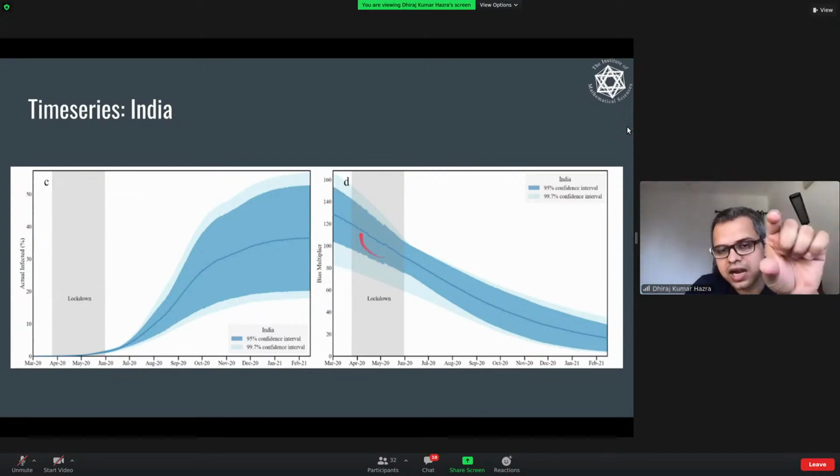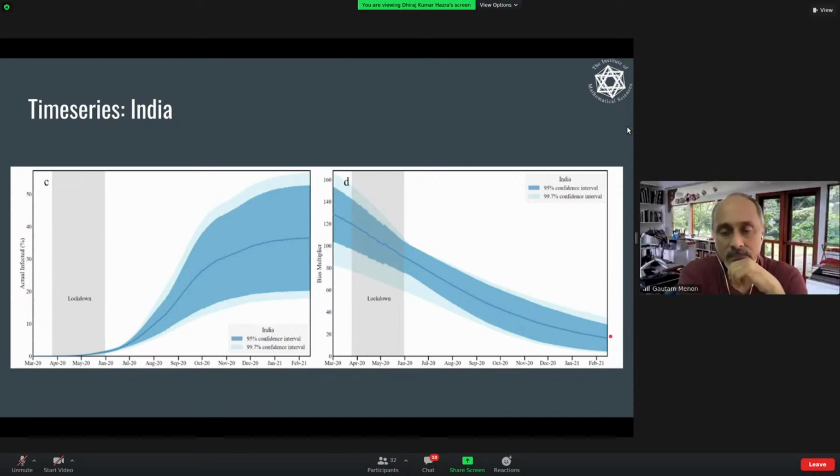And we are undercounting cases a lot, by nearly 100 times around April, which came down to nearly 20 times at the end of February this year. So the bias factor has decreased.